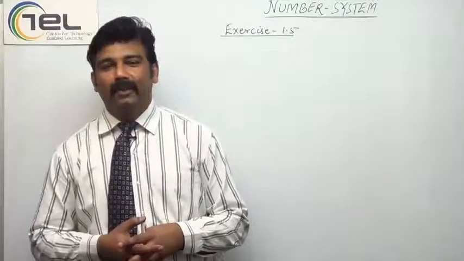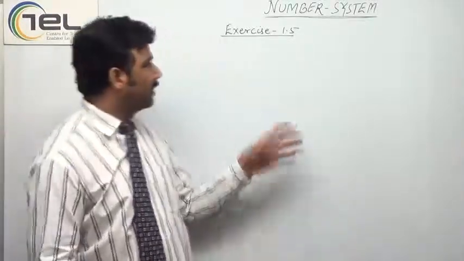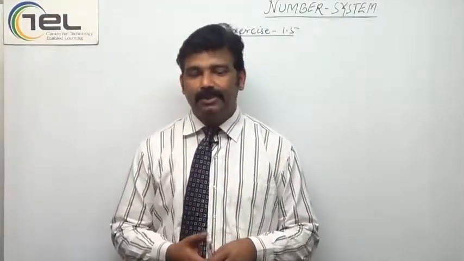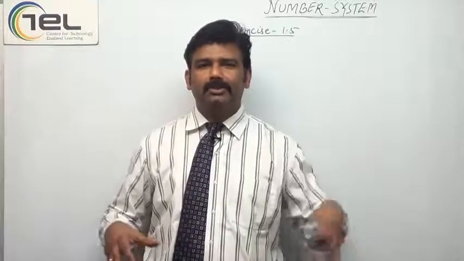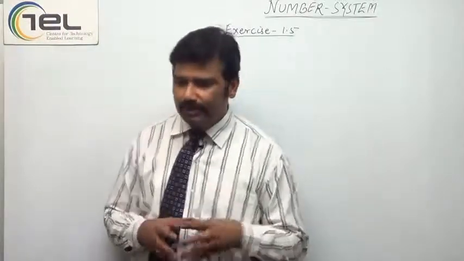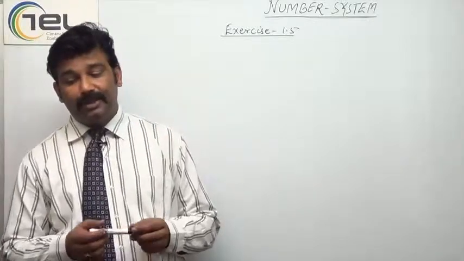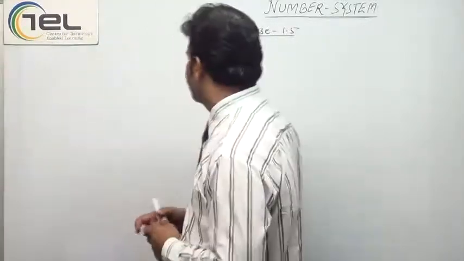Hi, and welcome to the session of exercise 1.5 in which we will deal with some questions which are related with this. Not all the questions, but I will deal with some good questions of them. And let me start with question number 1. Classify the following numbers as rational or irrational.